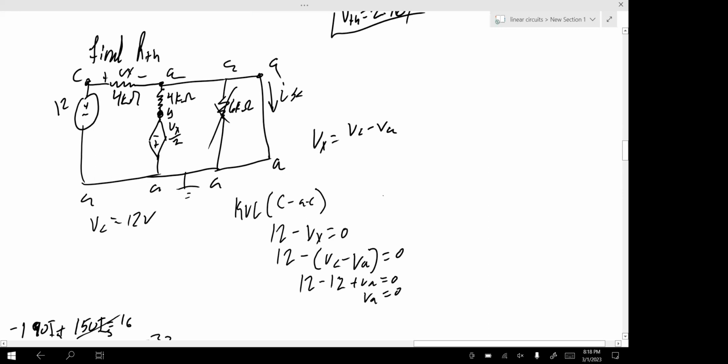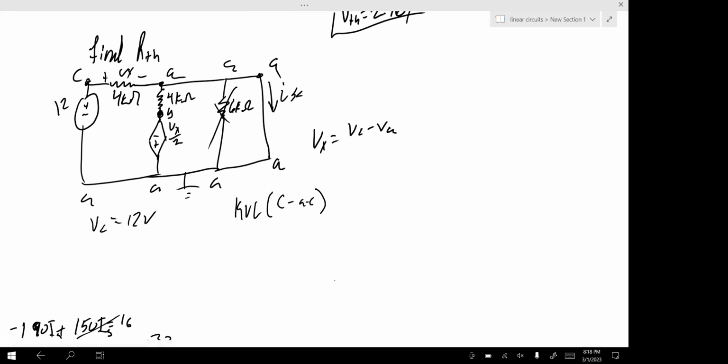I think we need a different approach on this. Let's just say VX equals 12, and then we can plug that into the dependent voltage source. VX is 12 because we're just doing KVL around the whole thing. Yeah, you're right. So VX is just equal to 12. So that makes this 6.